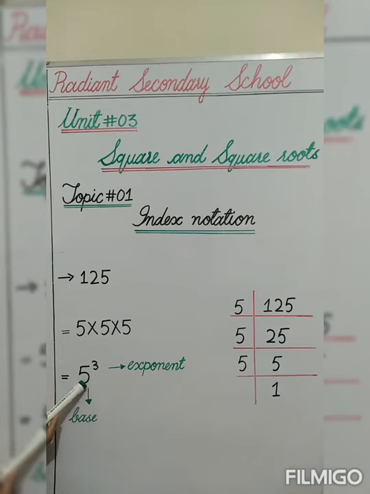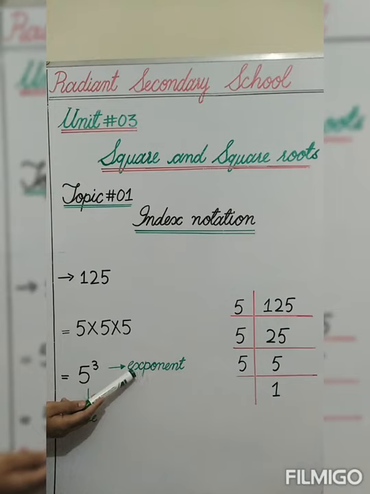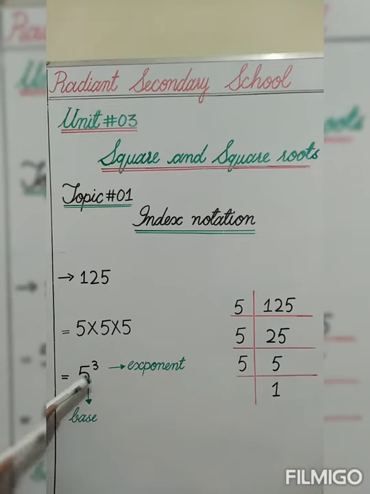Now this 5 is called the base here and this 3 is called the exponent. The base tells us what number is being multiplied, and the exponent tells us how many times the base number is being multiplied. This is called index notation.